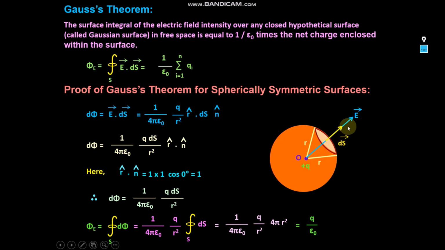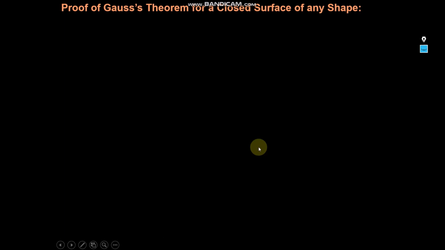You must have seen that vector E and vector ds are both on the same line, so the angle between them is how much? 0 degrees. So cos 0 degrees becomes 1. Now today we are trying to prove Gauss theorem again, for a closed surface of any shape. It is not a regular shape, but it is a closed surface of any shape.